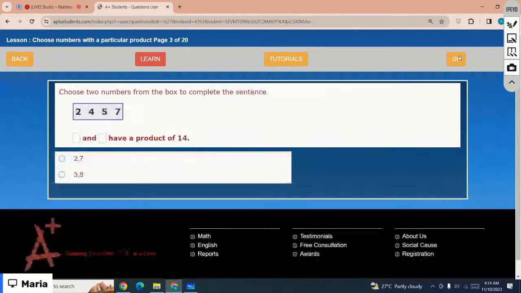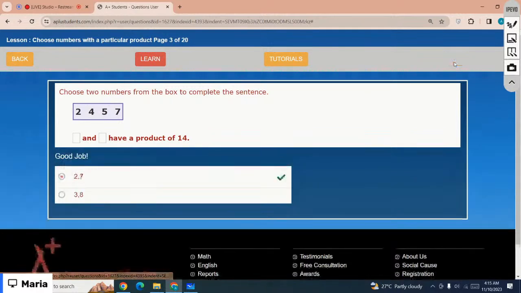Okay, the next one is choose two numbers from the box to complete the sentence. Dash and dash have a product of 14. So which is the correct option? Which two numbers have the product 14? The correct option is, very good, 2 times 7 makes 14. The correct option is 2 and 7 because 2 times 7 makes 14. Very good.